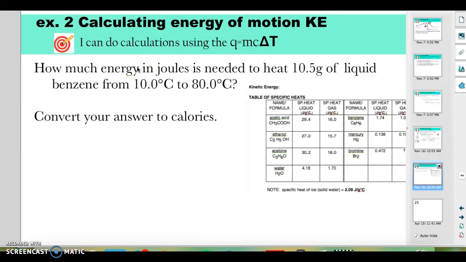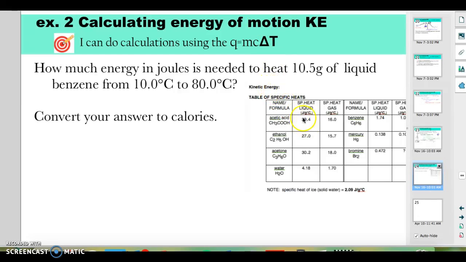Hi, I wanted to show you guys how to do a calculation using the equation. We call this equation MCΔT because it kind of looks like "MCat", but really that's a delta for a change in temperature. This is a way to calculate energy when temperature is changing. And when we use this equation, we do need to use specific heat.